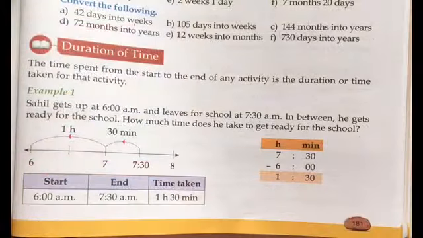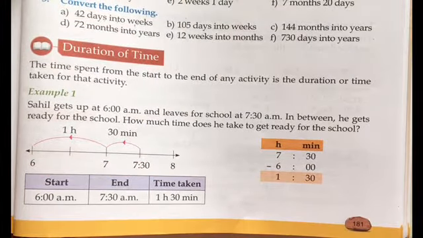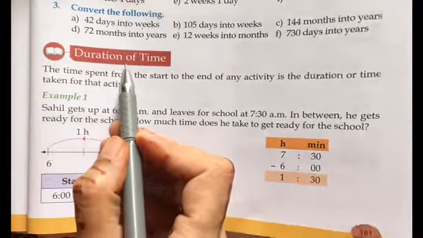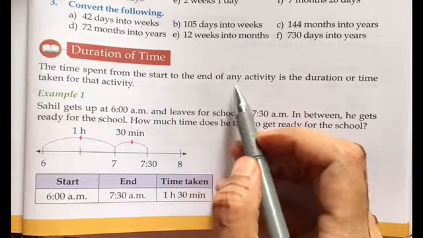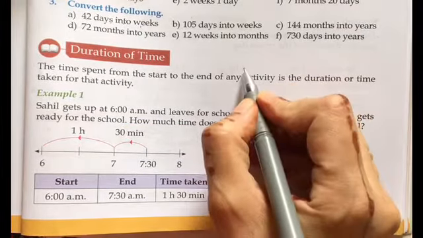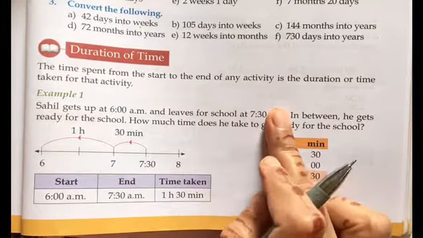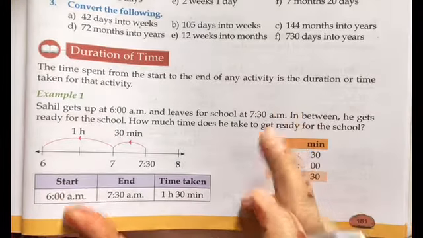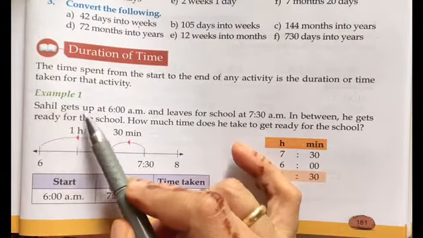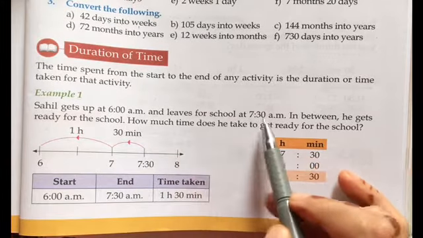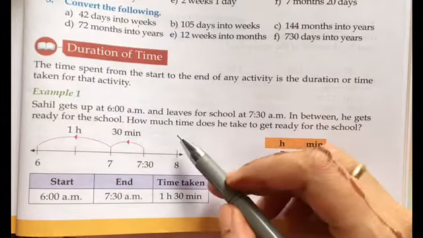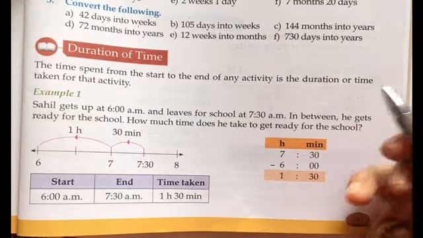Fine. And the last thing in this chapter, time, that we are going to study is the time duration, the duration of time. The time spent from the start to the end of any activity. That means this is the time between starting and ending of any activity. We will have to calculate that time duration. Fine. For example, Sahil gets up 6 a.m. and leaves for the school at 7:30. In between, he gets ready for the school. So how much time may he take to get ready for the school?